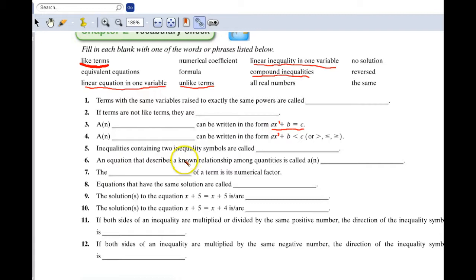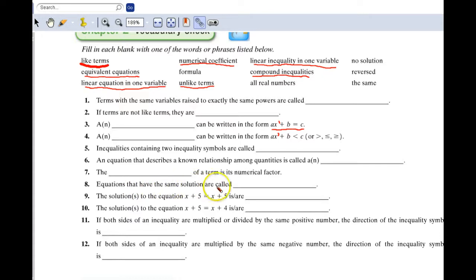An equation that describes a known relationship among quantities is called, I guess, equivalent equations. Okay, we may have to fiddle with that if that's used somewhere else. All right, the what of a term is its numerical factor. Well, that's a numerical coefficient.